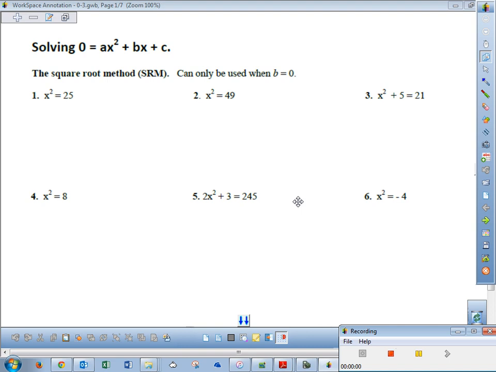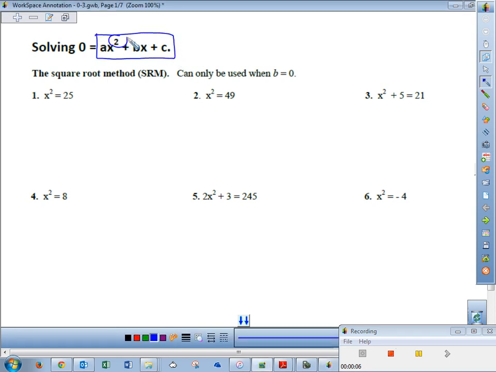Section 03 in advanced geometry, refreshing our memory on how to solve a quadratic equation. Explain to me why this is a quadratic equation again. Biggest exponent is a 2. There's many ways to solve a quadratic equation.